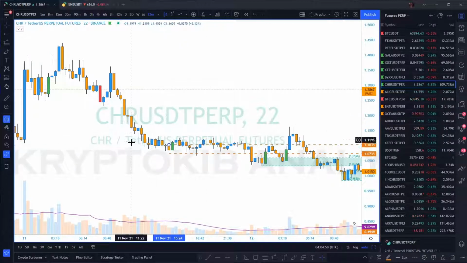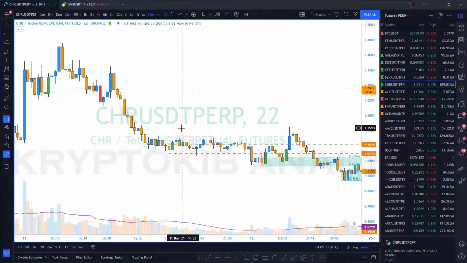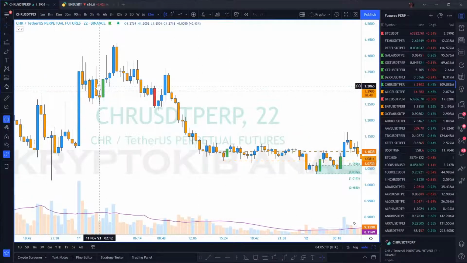But then look at this move here. Look at this move. Does this look like a valid move? Yes, we have a bottom here. We have a bottom and we have a pullback. But that pullback is so minute that it becomes so insignificant, unlike the ones we have had here.